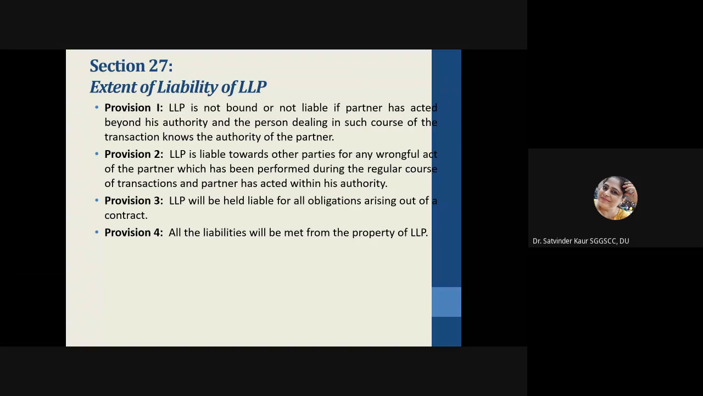Then if any wrongful act by the partner is done in the regular course of transaction and the partner has acted within his authority, then LLP shall be held liable for the same. And also LLP shall be held liable for all the obligations which arise out of a contract which has been entered into by the partner on behalf of the LLP, and all the liabilities will be met from the property of the LLP itself.